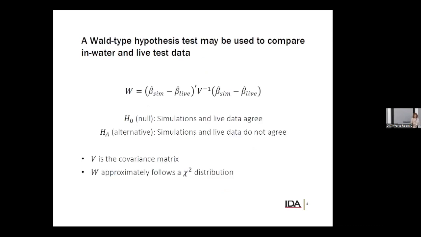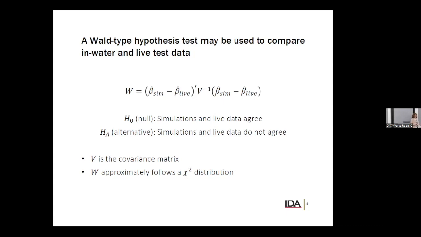So to do this comparison, we turn to a class of statistical tests called Wald tests. The formulation of a Wald test is up here on the slide. Essentially how we do it is we take the coefficients from these two logistic regression models, and for each pair of coefficients, simulated and live data, we take the difference, normalized by the covariance matrix, and we get a test statistic.